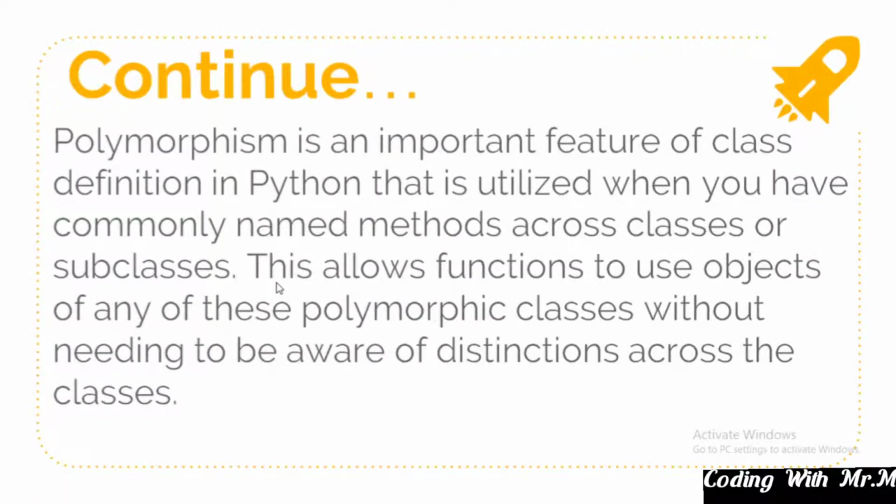Polymorphism is an important feature of class definition in Python that is utilized when you have commonly named methods across classes or subclasses. This allows functions to use objects of any of these polymorphic classes without needing to be aware of distinctions across the classes.